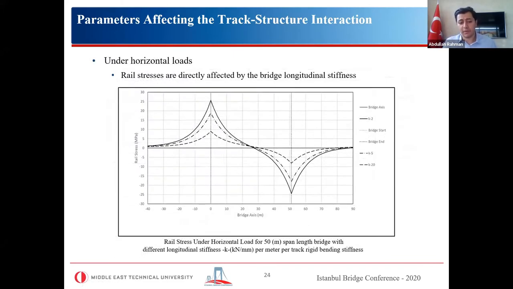Now I've moved from the temperature loads to horizontal loads. I've taken a 50 meter span length bridge with the same mechanical properties, then changed only the longitudinal stiffness of the bridge. The thickest one is the lowest stiffness, 2 kilonewton per millimeter per track, and this dashed one is the highest stiffness. You can see from this chart that increasing the bridge longitudinal stiffness will decrease the rail stresses.